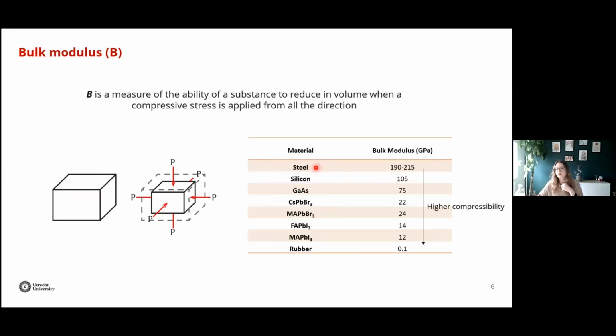So for example, you have here steel and silicon, gallium arsenide. Their bulk modulus is very high, meaning that it's not easy to compress them. But if you look at the end of this table, you have rubber, which is very low, but also the perovskites, which are very low and different compared to silicon or gallium arsenide, meaning that they are more sensitive to strain.